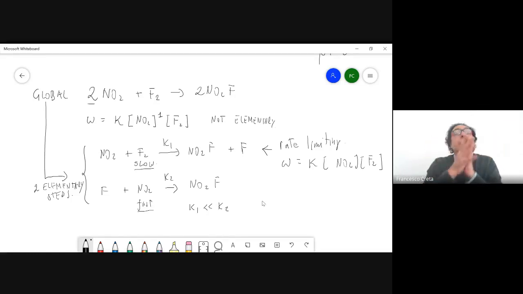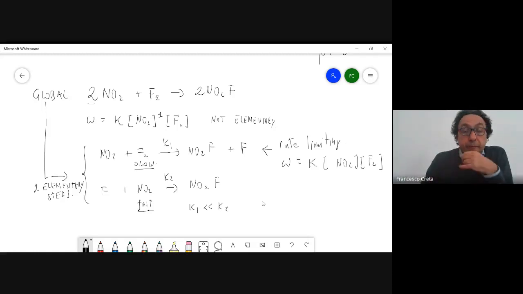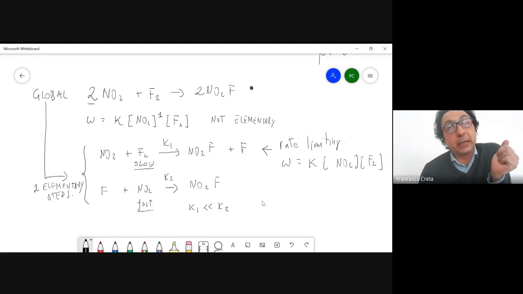Okay, the last thing we saw last time was a concept that, I understand, is a little tricky. I had a couple of questions in the email regarding the difference between a global and a detailed mechanism. We saw an example of this here. This was a global mechanism, which means that it's not representative of actual collisions that take place. You have to think of it as a very sketchy or very approximate summary of what is actually going on at the molecular level.